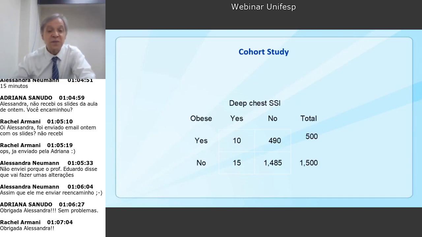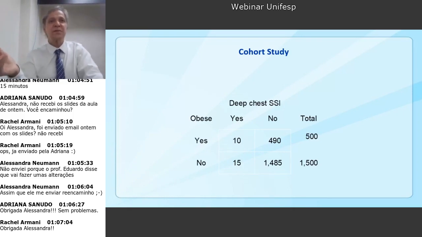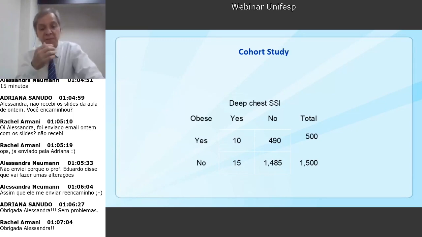No question. Okay, the obese people, I have 500 obese people, right? That's my denominator. That's the N1. It's a short follow-up. I'm going to use the risk, because person time with a few weeks or days, we could. It's calculable.